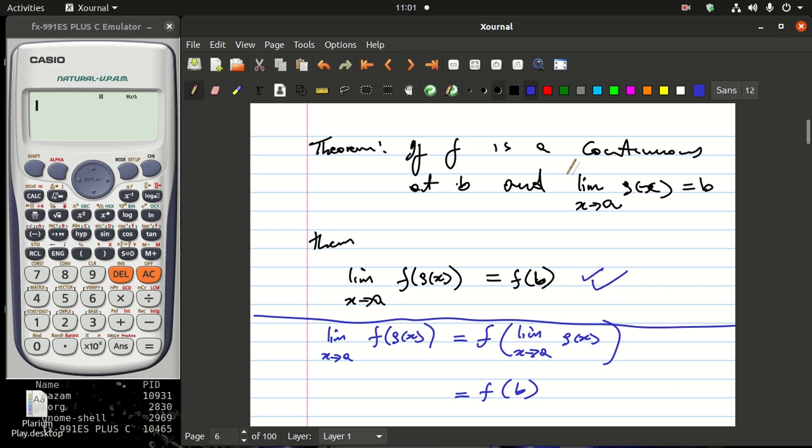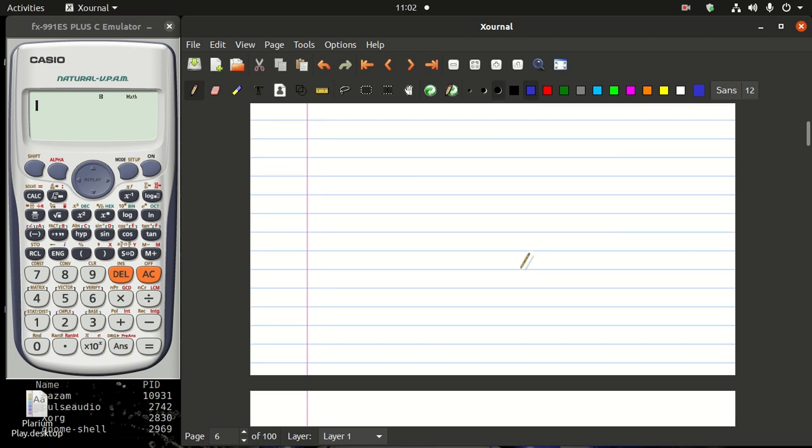So just know that whenever f is continuous at b, and I know that the limit as x approaches a of g of x is b, then the limit of the composite function must be the output of f at b, because f is continuous. If it is continuous at b, I can plug in b. That's where this comes from. And another nice theorem here is saying this.